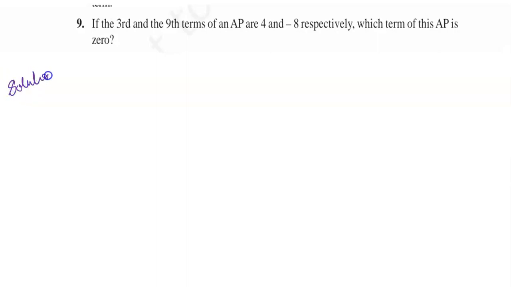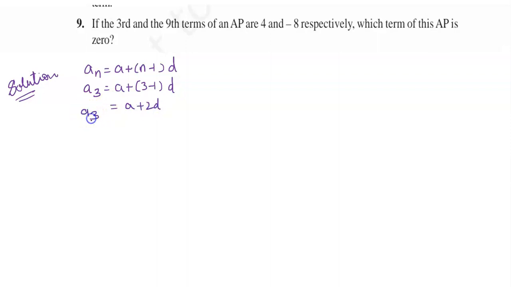Now see question number 9. In this it is saying, if the 3rd term, so first the formula a_n is equal to a plus (n minus 1) into d. Now the 3rd term means in place of n you will write 3. n is equal to 3. a plus (3 minus 1) d. So this is a plus 2d. You should be able to solve this directly, students, when it is saying 3rd term. So the 3rd term means a plus 2d, right?